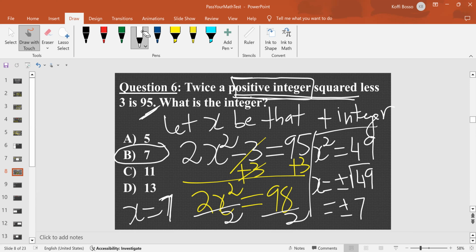The other method is, if you don't want to set up the equation or you don't know how to set up the equation, take the answers one by one. Take a 5, square 5, multiply by 2, minus 3. Do you get 95? No. If you try with 11, no. You try with 13, no. Only 7 will get you the answer 95. Therefore, 7 is the correct choice. Let's continue.